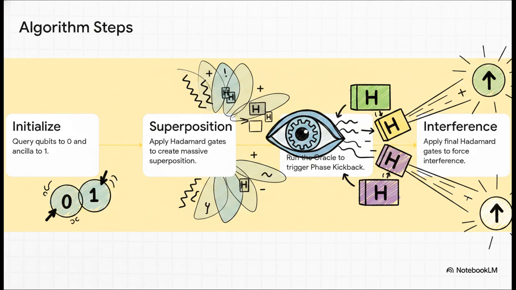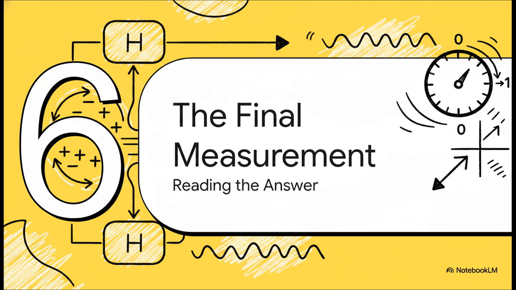Step 3. Run the oracle. This triggers the phase kickback, coding the answers as positive and negative signs. And finally, Step 4. Apply Hadamard gates to the query qubits one last time. This 4th step, that's where the real magic happens. Which brings us to our last section, the final measurement.